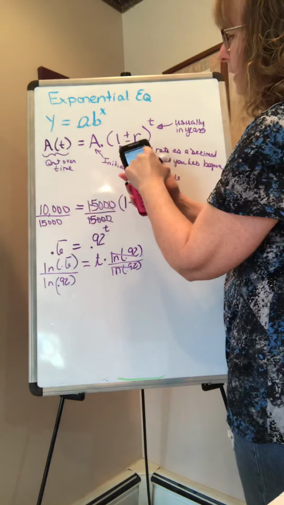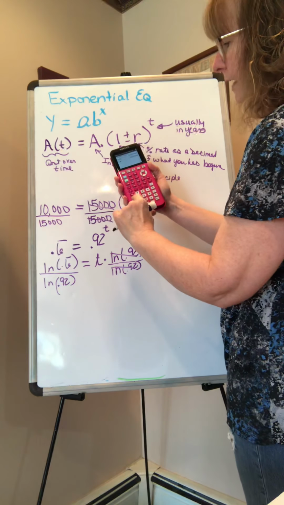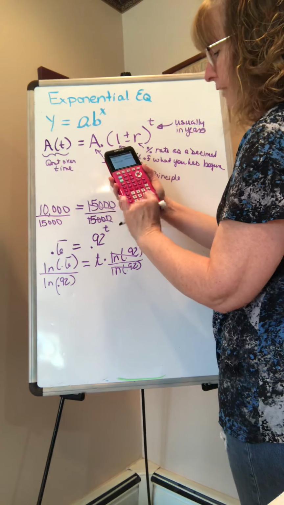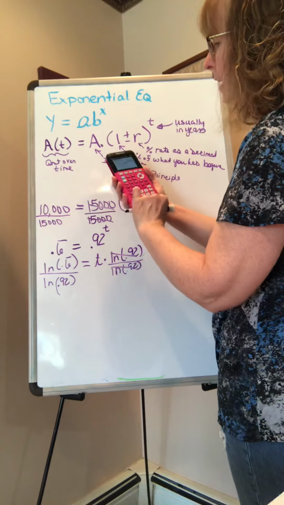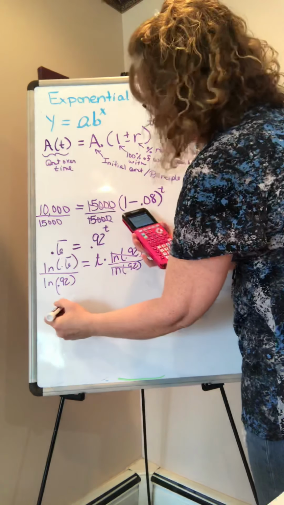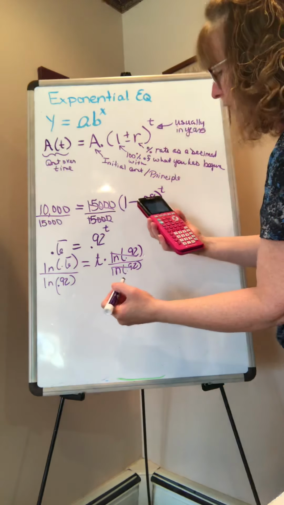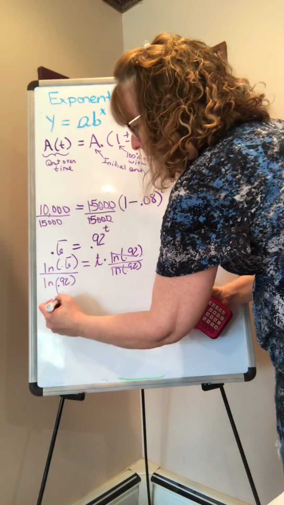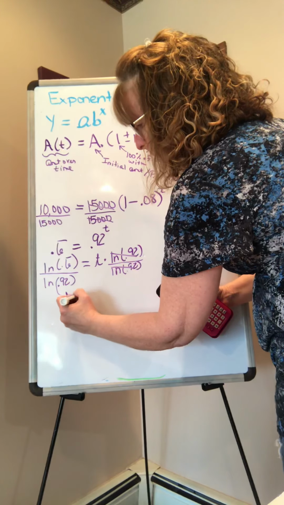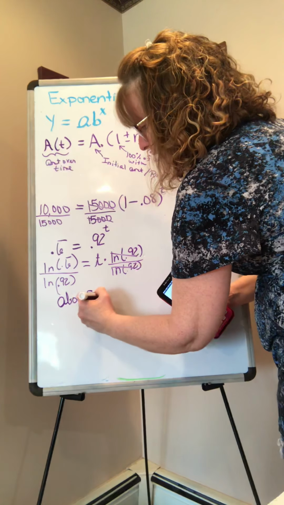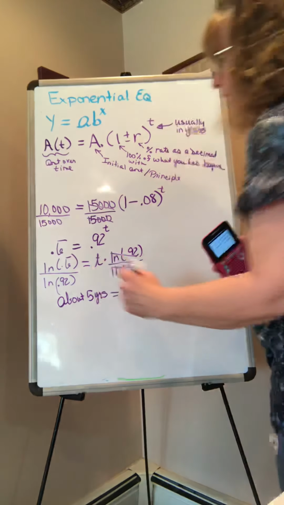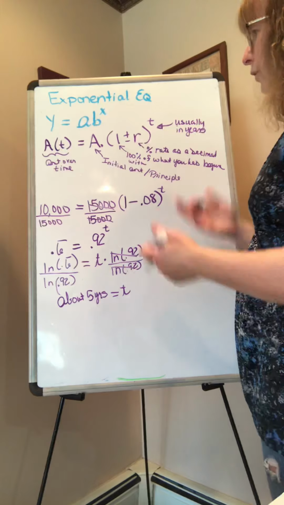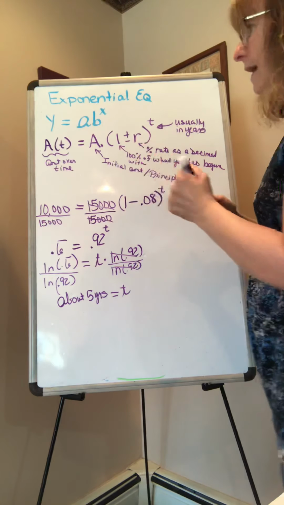And I would keep that on my calculator, and I would hit natural log of second answer divided by the natural log of 0.92. And I would find out it would take 4.86 years. So let's round that to about 5 years for the car to be worth $10,000. And so these two equations we've spent a lot of time on.